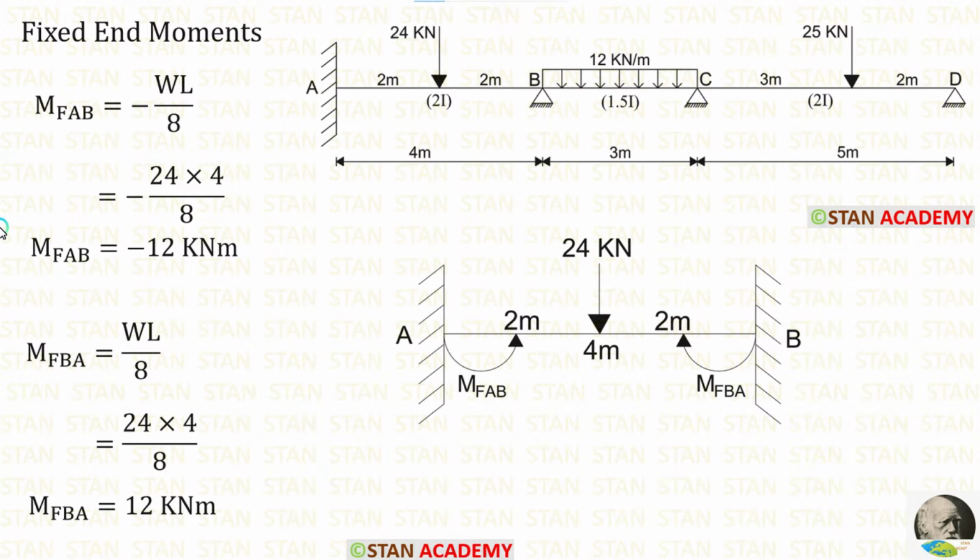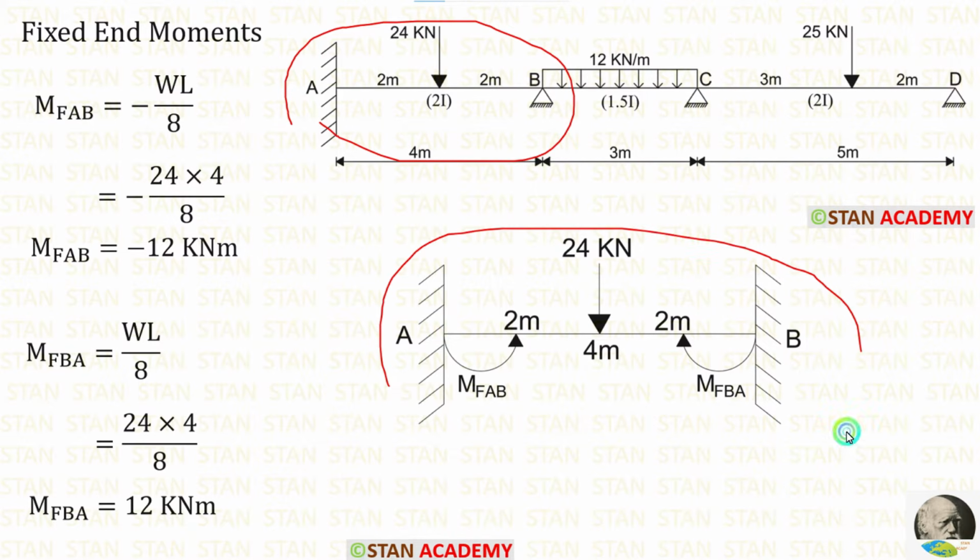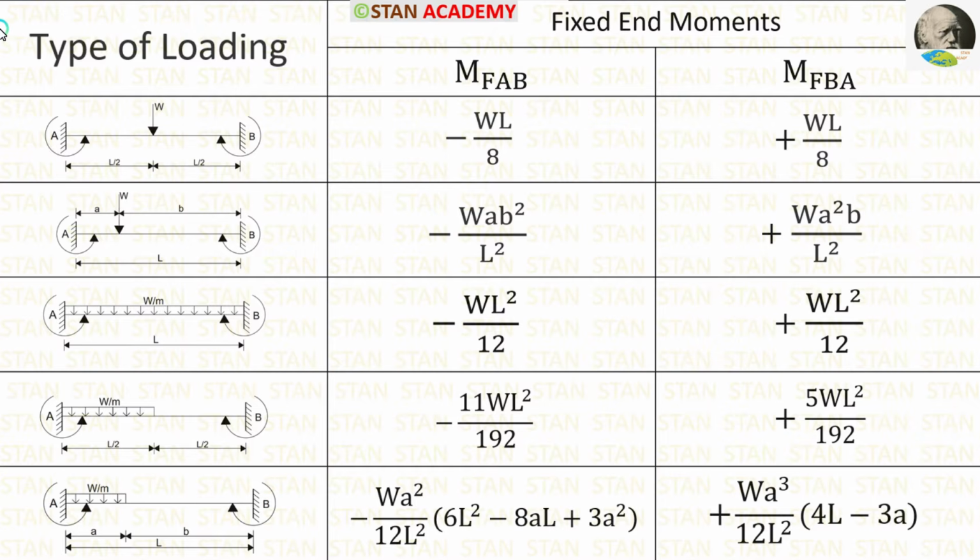Now, let us calculate the fixed end moments. For calculating fixed end moments, we have to assume every span as a separate fixed beam. First, let us take the span AB and assume that it is a separate fixed beam. Now let's see the formulas to calculate the fixed end moments. Here you can see some of the important fixed end moments for the different types of loadings.